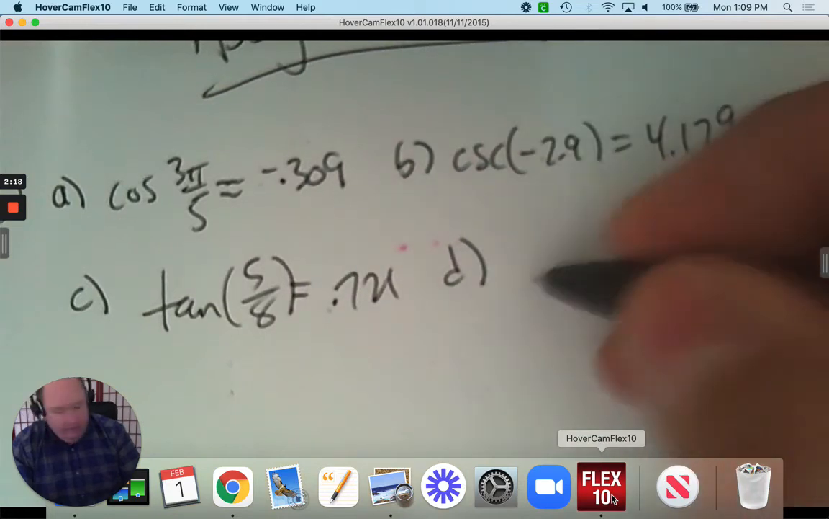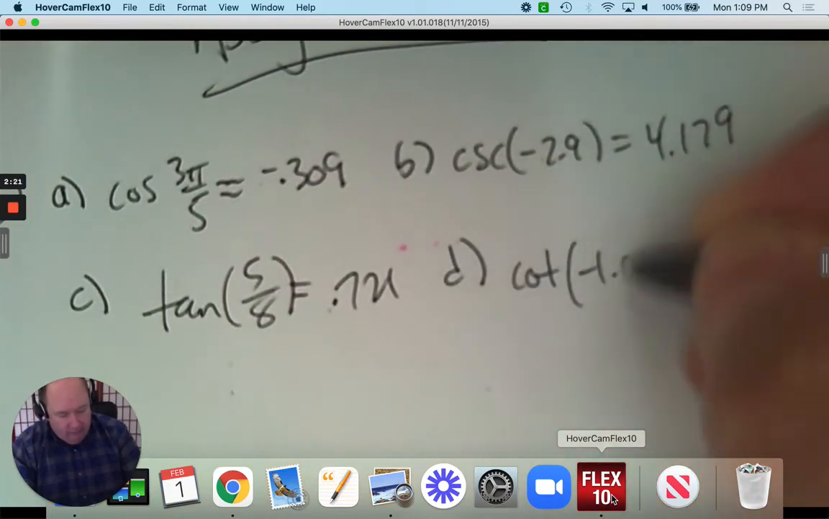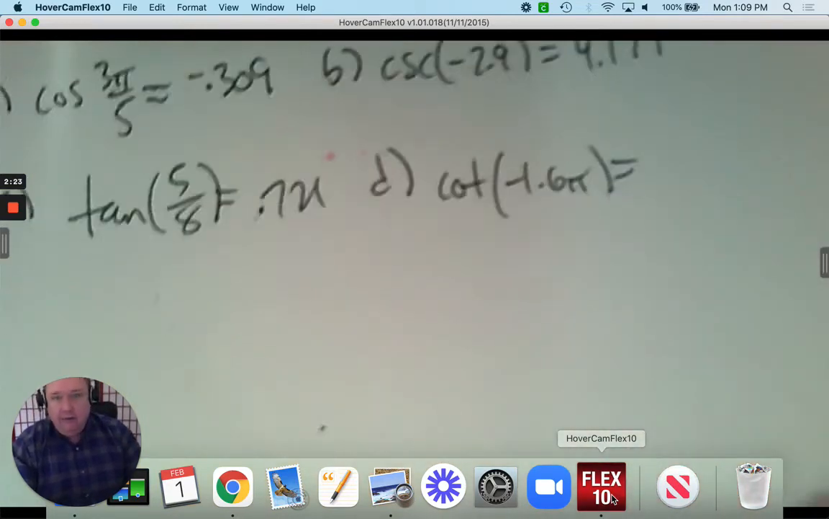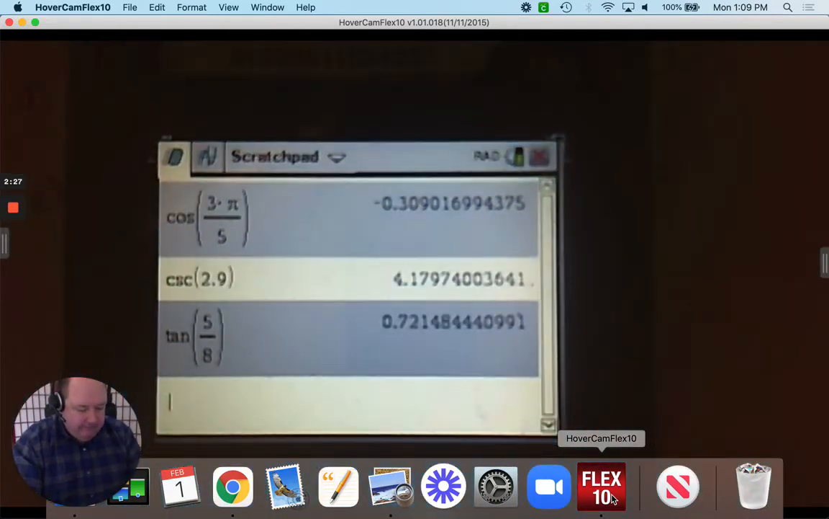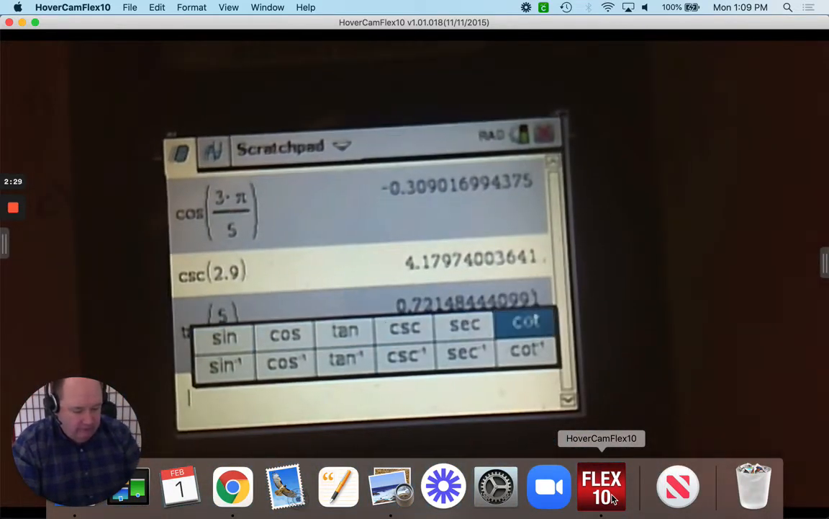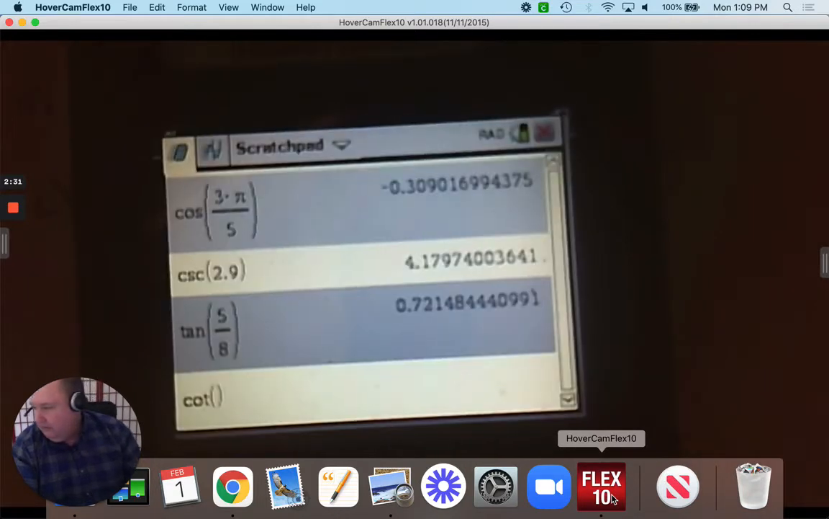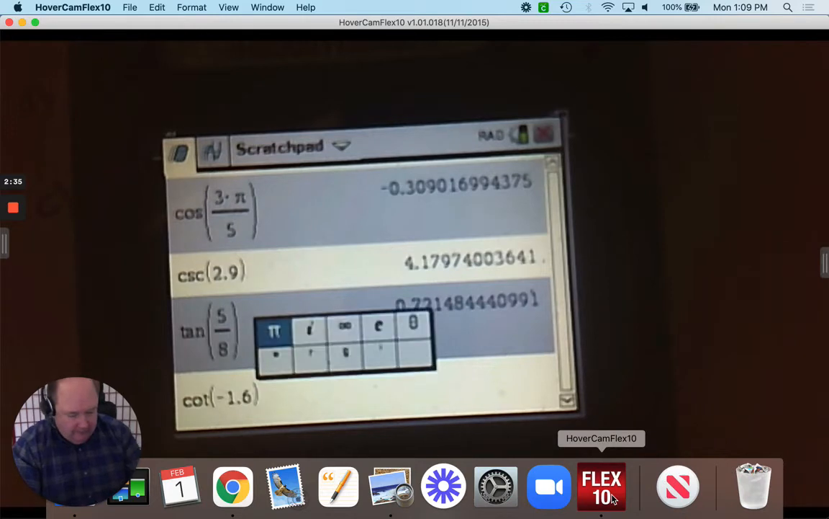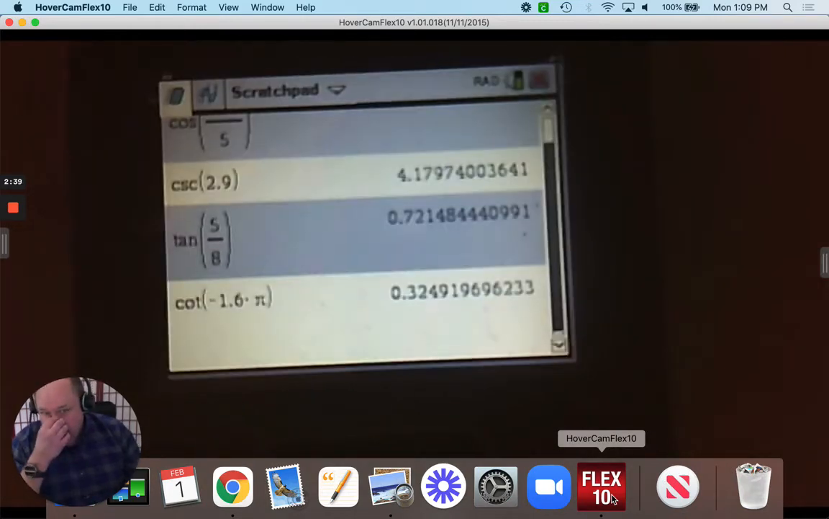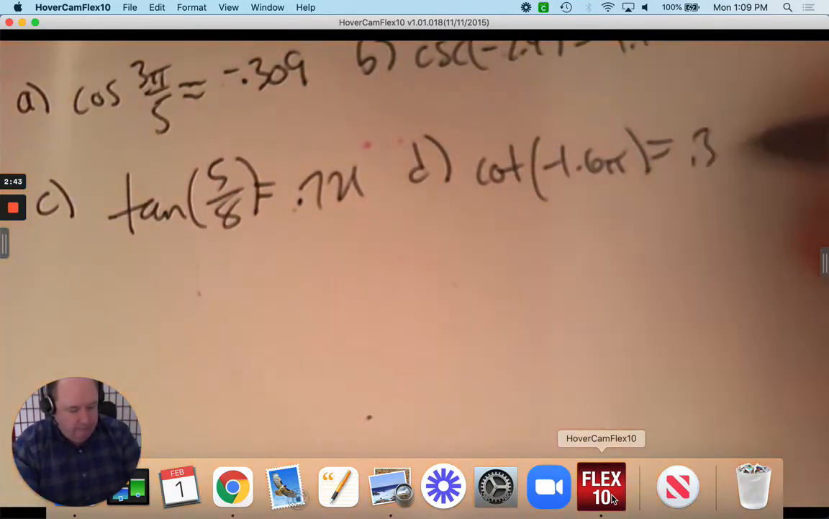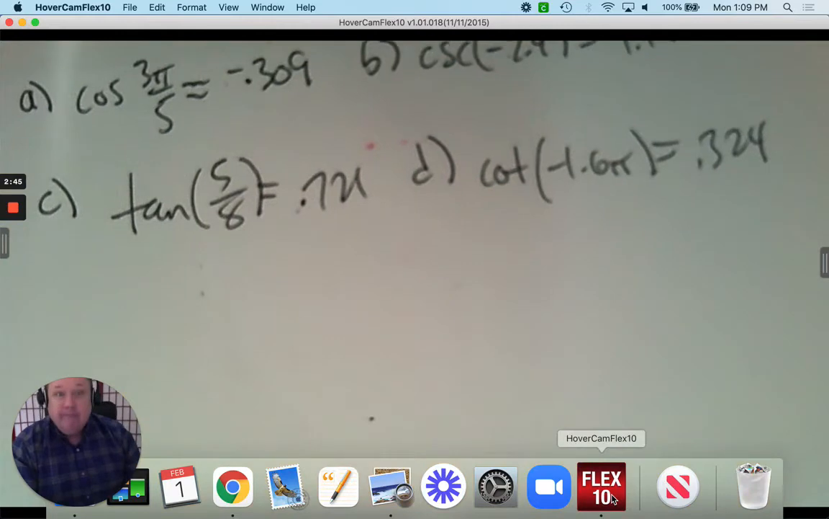D is cotangent, negative 1.6 pi. All of these are easy. You just type them in. Trig button, cotangent. And again, it's negative 1.6 pi. There it is. It's 0.324. Don't have to round. Awesome.